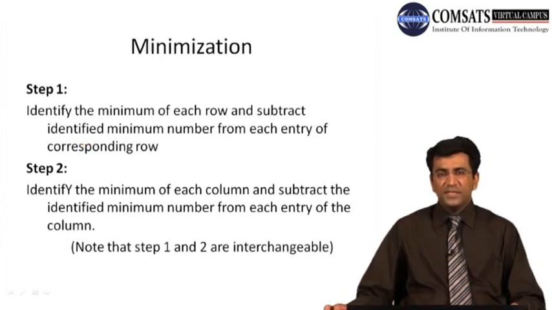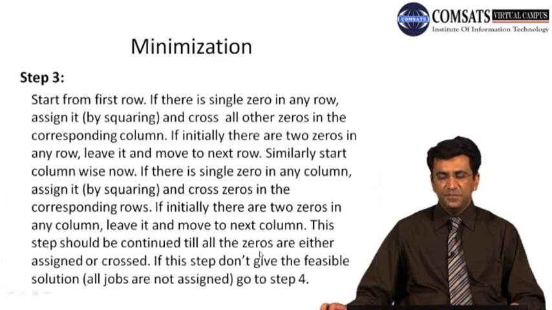Then we will follow the next step, that is, we'll have to identify the minimum of each column and subtract the identified minimum number from each entry of the column. Students, in this step, we will identify the minimum number from each column, and then subtract it from all of the different values of that column. So this is our second step, and of course these steps may be followed interchangeably.